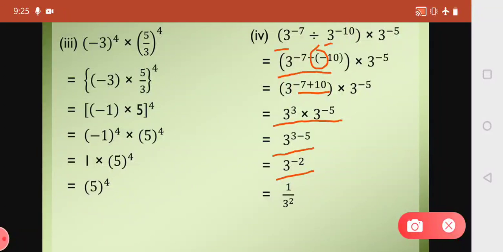Again this is a negative exponent, so we'll convert it into positive, that is we'll write the reciprocal of it, so we'll get equal to 1 upon 3^2. Here you can say 1 upon 3 square.